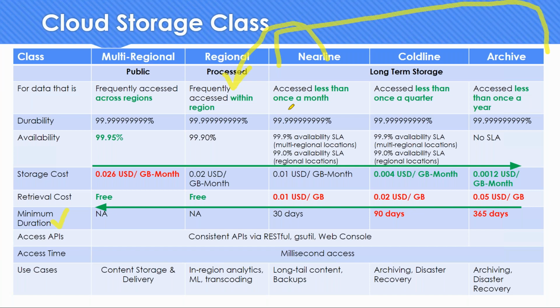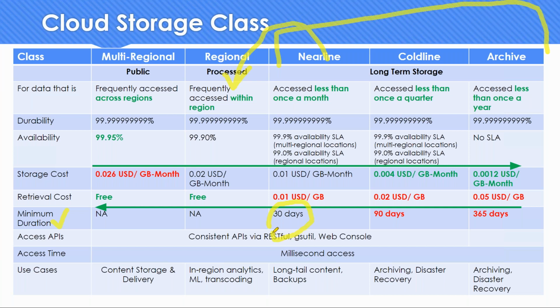Because you only stayed for 15 days in this storage class, you need to pay a penalty for 15 more days when you move from long-term storage to a different class. So from nearline to regional or nearline to multi-regional, if you move, you have to pay a penalty. So a minimum duration is going to be required here.